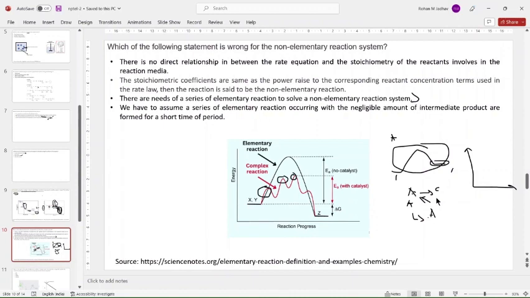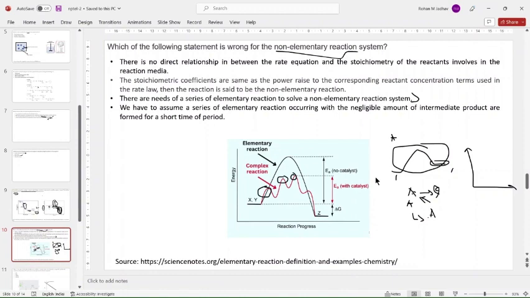Its stoichiometric coefficients won't match with the reaction scheme itself. That's why the second statement is incorrect in case of a non-elementary reaction system. And for the rest, you can see that there is no direct relationship between the rate equation and the stoichiometry. This is true. This is true.